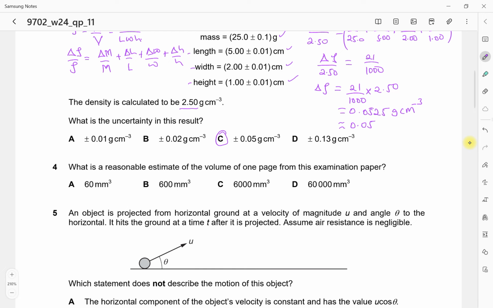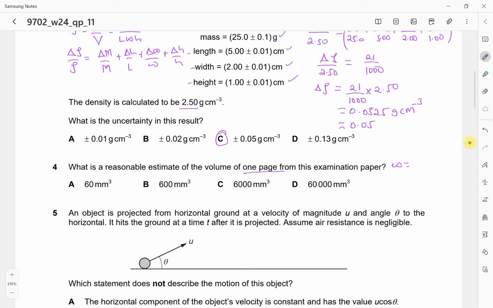What is the reasonable estimate of the volume of one page from the examination paper? So we are going to make several estimates here to arrive at the correct volume. Number one, we're going to start by estimating the width of a question paper. The question paper has a width slightly longer than your 15 centimeter ruler, so I'll just take approximately 20 centimeters.